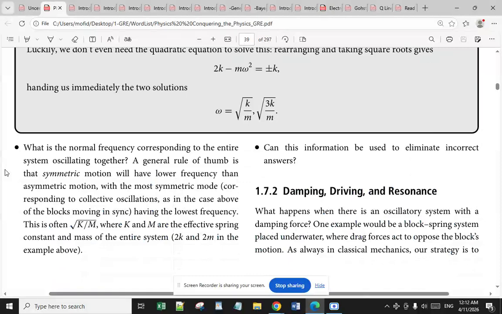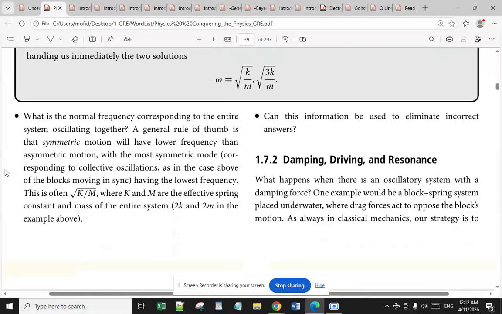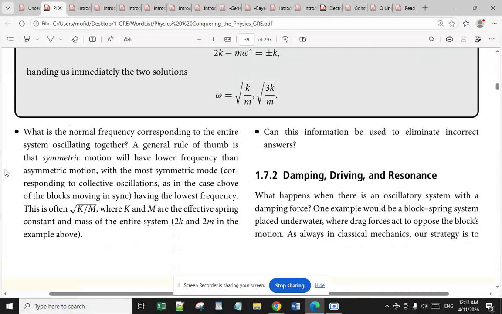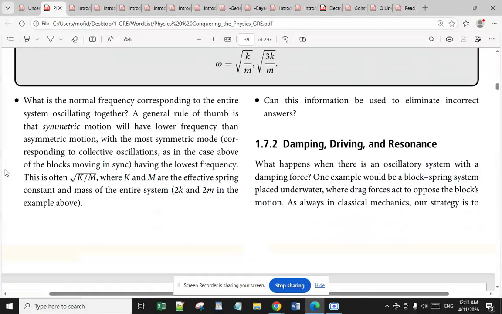What is the normal frequency corresponding to the entire system oscillating together? A general rule of thumb is a symmetric motion will have lower frequency than asymmetric motion, with the most symmetric mode corresponding to collective oscillations. In the case above of the blocks moving in synchronization having the lowest frequency, this is often the square root of k divided by m, where k and m are the effective spring constant and mass of the entire system, 2k and 2m in the example above. Can this information be used to eliminate incorrect answers?